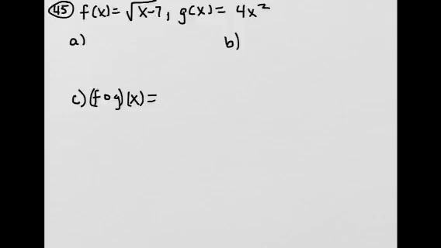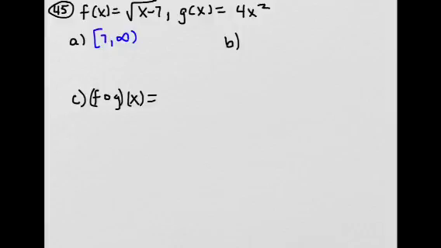Okay, so for numbers 45 through 54, you're going to find the domain of f of x, g of x, and the domain of the composition f of g of x. So for part A, we're finding the domain of this function f of x, and we know that x has to be greater than or equal to 7. So we write it like this in interval notation.